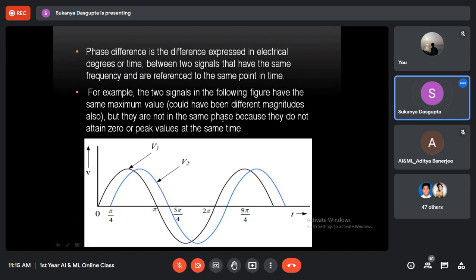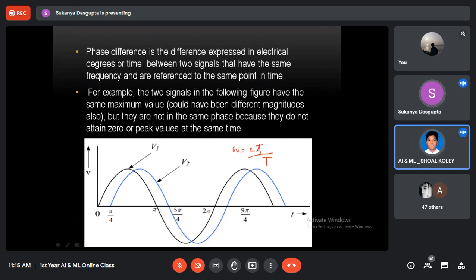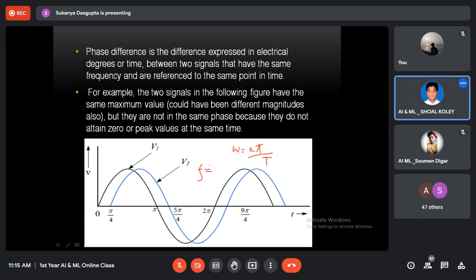How to calculate? 1 by 8. This is the formula: F is equal to 1 by T. That is correct. And omega is 2 pi by T. So omega is 1 here. So if omega is 1, what is frequency? 1 by 2 pi. So frequency is 50 hertz here.